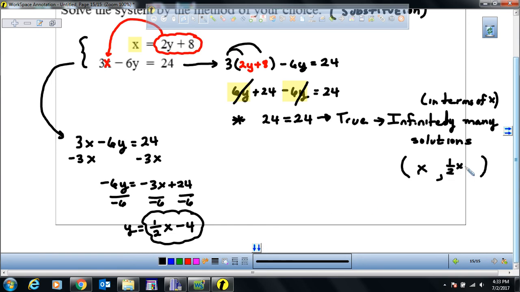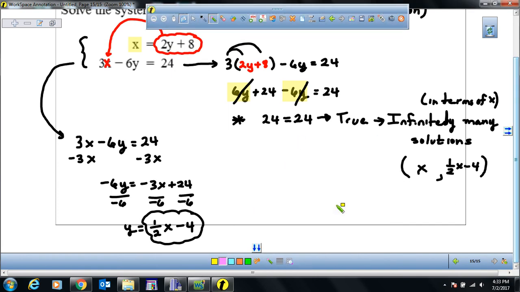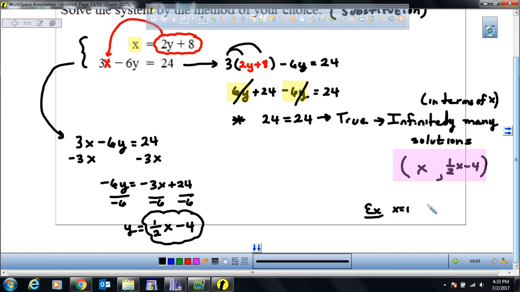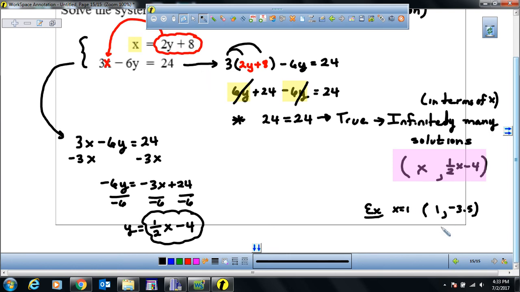1/2 x minus 4. So let me tell you what it means by this solution. If I substitute, for example, you don't need to write this down anymore. This is the solution right here. If I substitute x with the 1, what am I going to get? 1 comma 1 times 1/2, which is 0.5, minus 4 is negative 3.5. So this is one solution. If you substitute this point into both equations, it's going to be true.